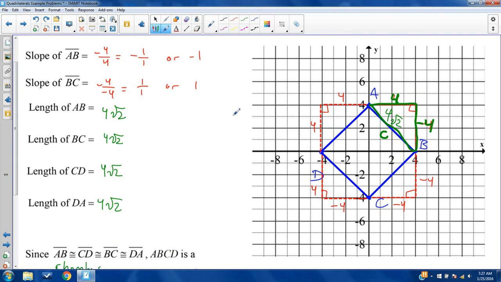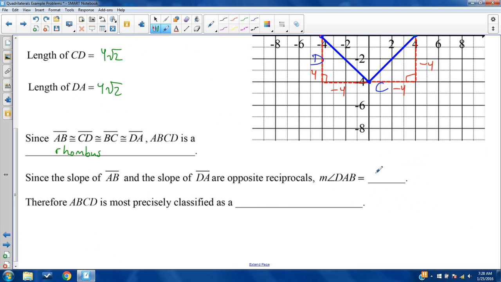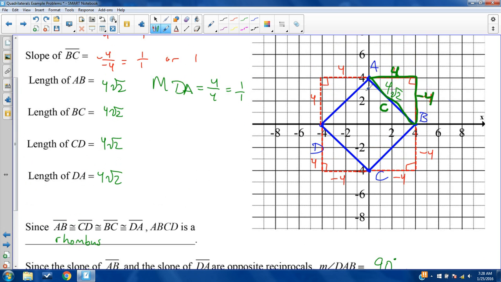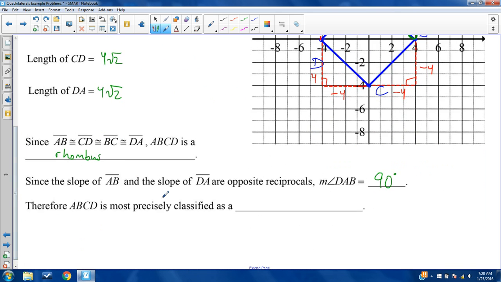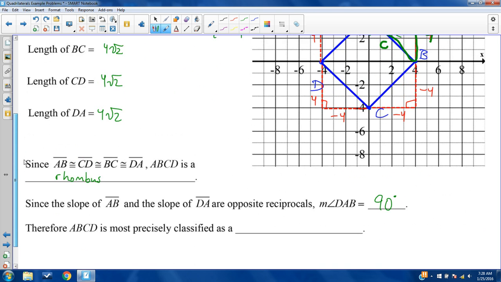It looks like it'll be 4 over 4, which is 1 over 1, or 1. Since DA is 1 over 1 and AB is negative 1 over 1, and those are opposite reciprocals, the measure of angle DAB is going to be 90 degrees. Opposite reciprocal slopes give you a right angle. So the question's asked kind of wrongly, but it should have said BC instead of DA. Oh well. Therefore, ABCD is most precisely classified as A.